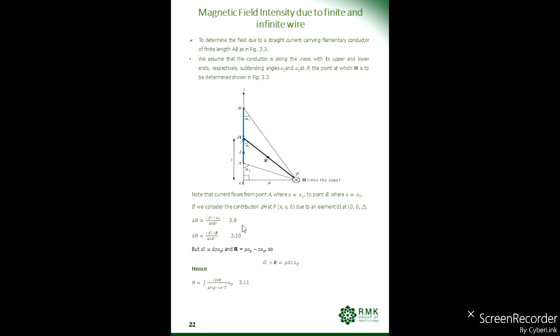So when we apply the Biot-Savart's law, we have equation 3.9, dH equal to I dl cross aR by 4 pi r squared, and we replace aR with the formula R bar by modulus of R. So the differential magnetic field dH is equal to I dl cross R bar by 4 pi r cubed. Now here the values of dl and R bar have to be calculated.